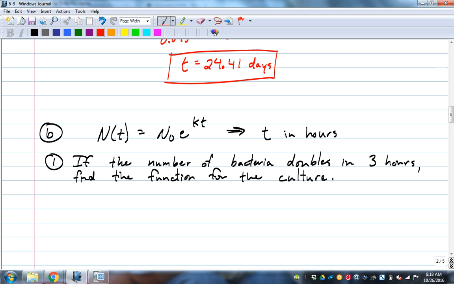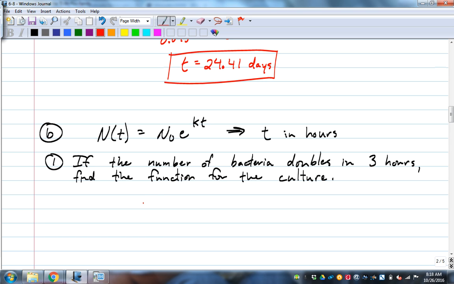So what's the only thing they did tell us? 3 hours is t, right? But then they said that the population doubles in that time. So if the initial population was 1, when it doubles, it will be 2. So we really do have a lot more information than that. The only thing we don't have is the growth factor. We've got to find that.